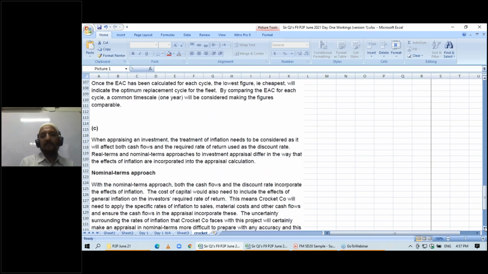Then requirement C. This also we discussed in the previous class, the nominal rate approach and the real rate approach. Money cash flows to be discounted by money rate and real cash flows by real rate. Real cash flows do not involve inflation. Real rate also does not involve inflation, but money cash flow and money rate do.